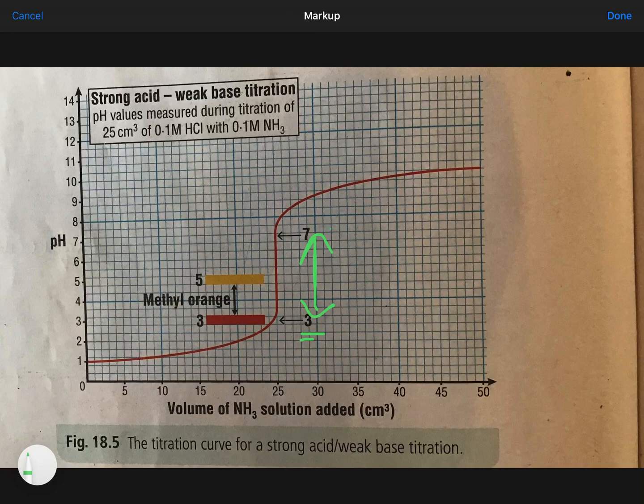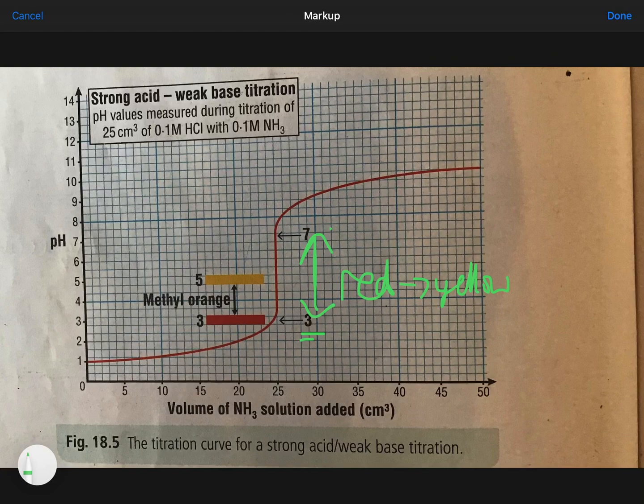So it needs to be one colour below 3. So methyl orange is red below 3, and methyl orange is yellow above, or is yellow at 7. Okay, does that make sense? So methyl orange is red below 3, yellow above 7.